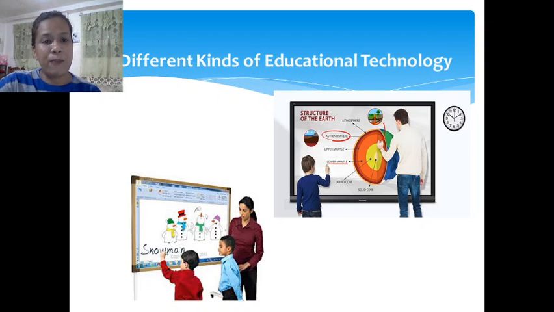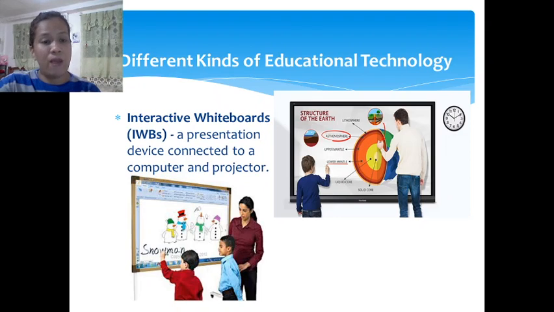Take a look at the examples here, different kinds of educational technology. Number one, we have interactive whiteboards or IWBs. That is a presentation device connected to a computer and projector. We also have this in our school, in one classroom. So that is very convenient.